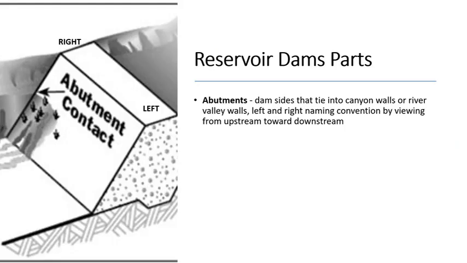Another part is the abutment. These are essentially the sides of the dam that are in contact with the valley walls or canyon walls. And the naming convention here is we look from upstream to downstream, and whatever is on the right is the right abutment, and whatever is on our left is the left abutment.